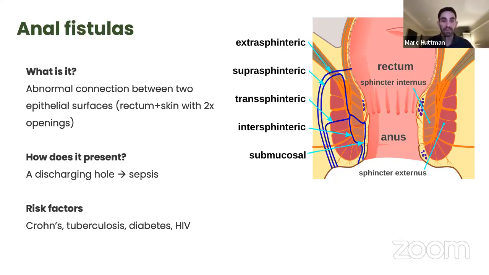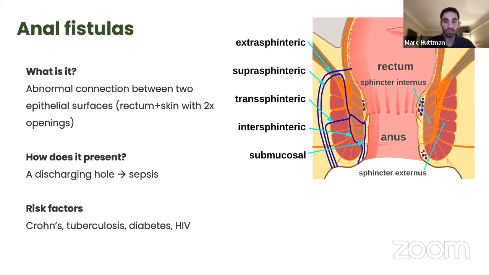Then you have transsphincteric, which goes through the internal and external sphincter. Quite fairly bad news. Then you have suprasphincteric. It goes above both sphincters. And extrasphincteric goes all the way above from the rectum, bypasses everything. Supra goes through the internal and then up and around the external. So there's different types. How does it present?